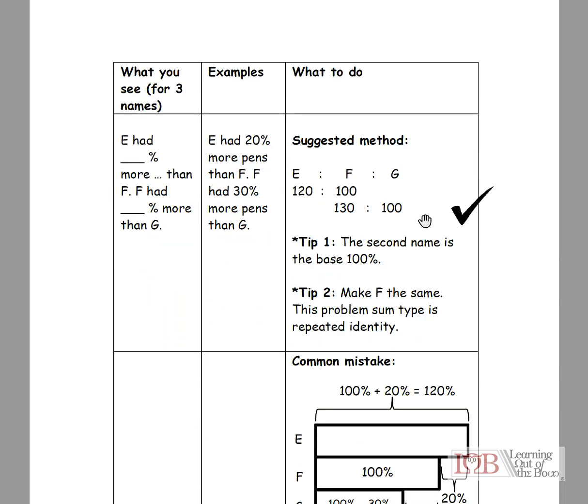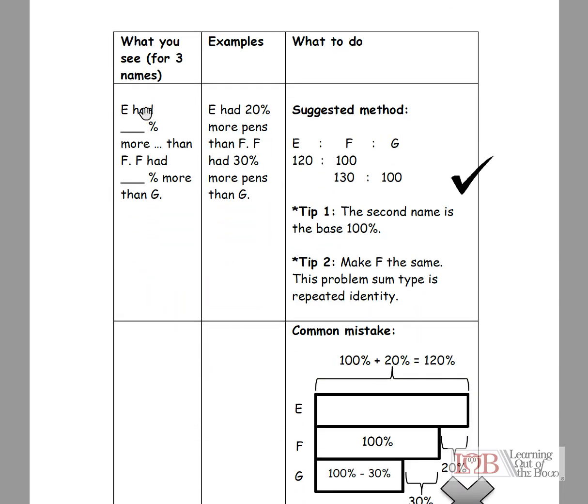What if you have instances where you have three names like this? Let's use this example. E had 20% more than F. So let's do one at a time. E versus F. You know that the base is 100%, right? So E will be 100 plus 20 is 120. Now you ignore the first sentence and then you go to the second one. G is the new 100%, then F will be 100 plus 30. So in this case you need to make F the same.